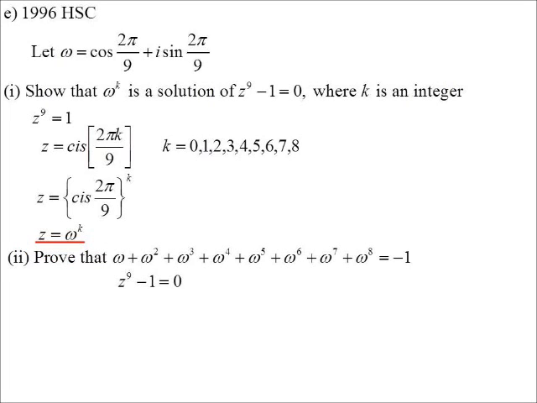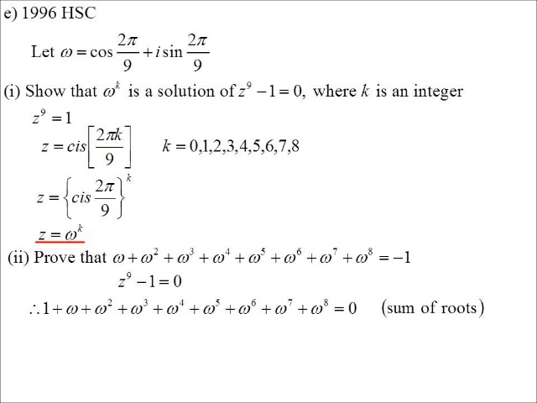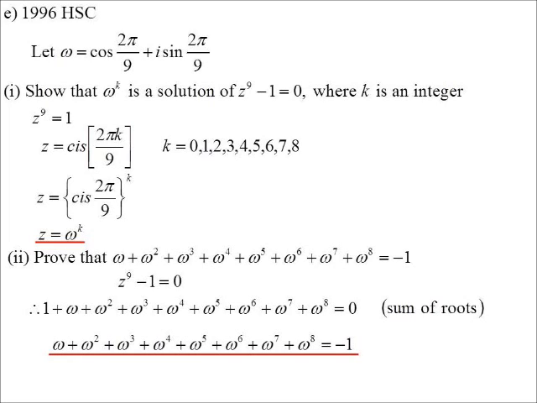Again, there's the standard question, just written slightly differently. Prove that omega plus omega squared, and so on, up to omega to the power of 8 is equal to negative 1. Well, we've got the equation z to the power of 9 minus 1 is equal to 0. Therefore, 1 plus omega and so on is equal to 0 because it's the sum of the roots. So I chose that particular method this time. Now I just move the 1 to the other side, and I've got the expression I want.